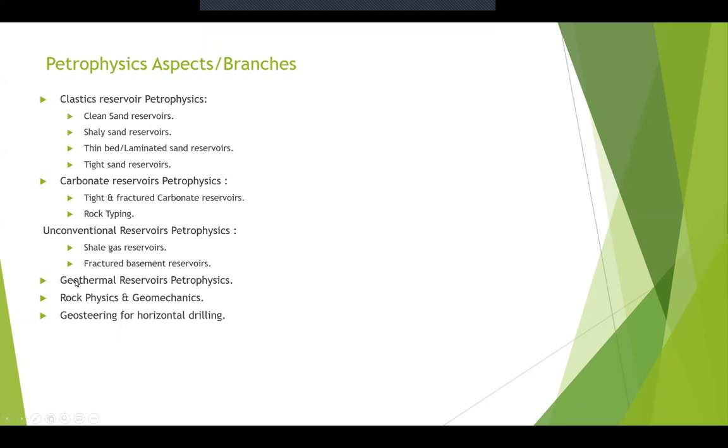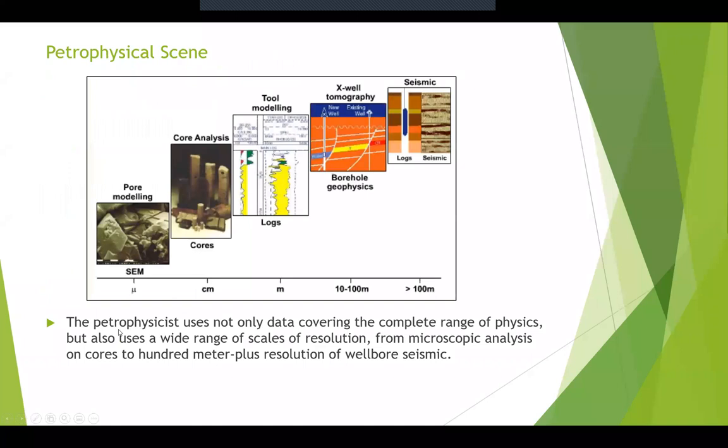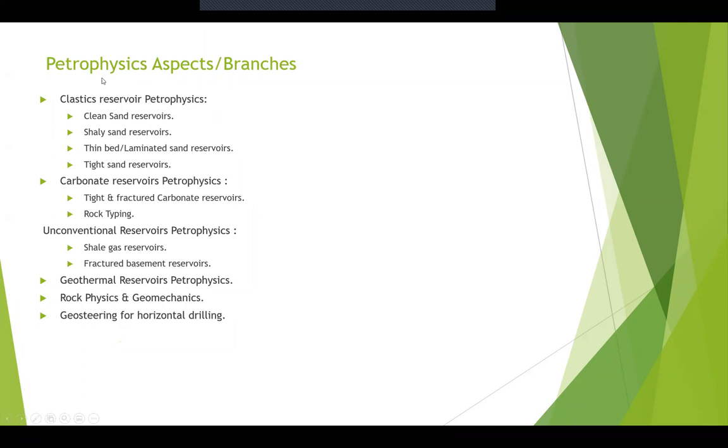And then we have another big branch in the petrophysics, what we call rock physics and geomechanics. And the last thing I put here, which is connected with the petrophysics, is the geosteering, because when you drill a horizontal well, you need to know more about the logs and the petrophysics. So as we see now, petrophysics as a branch keeps expanding more and more and requires even more skills and knowledge.